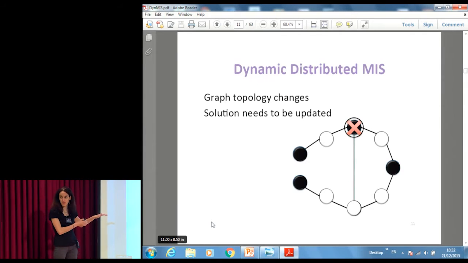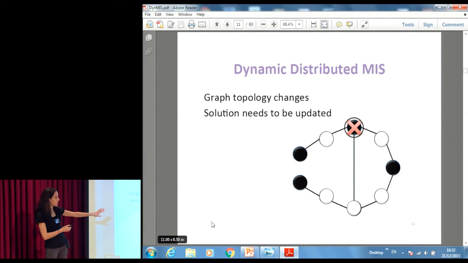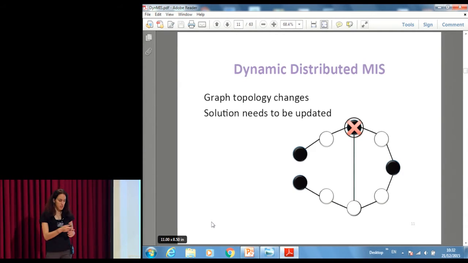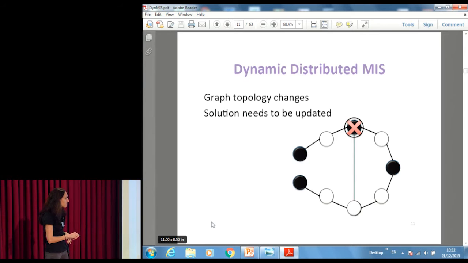From the graph point of view, what happens is that I remove a node or insert an edge. I'm going to talk mostly about removing a node, but yes, it could be any of these changes. Someone asked about a node which gives inconsistent information before it disappears. That's true, we don't consider this one. We don't consider a malicious node, but we do consider leaving by crashing when you don't have time to fix things.